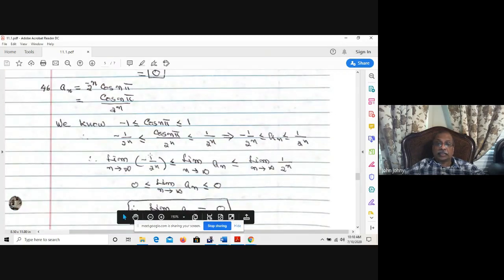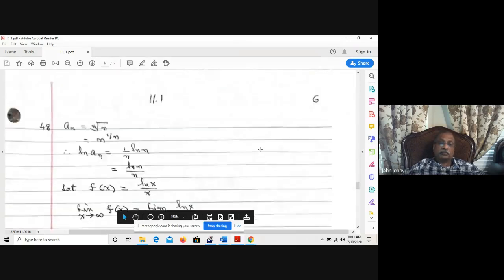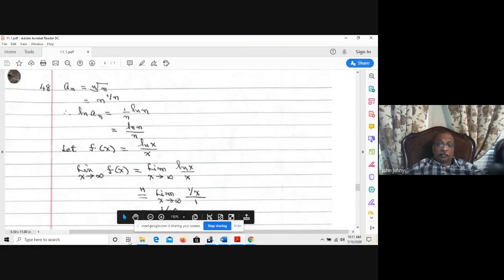So this is negative 1 over infinity, and this is 1 over infinity. Both of them are 0. So 0 less than or equal to limit as n approaches infinity of a_n is less than or equal to 0. And that means the limit of a_n lies between 0 and 0. So the limit as n approaches infinity of a_n is equal to 0. Number 48.